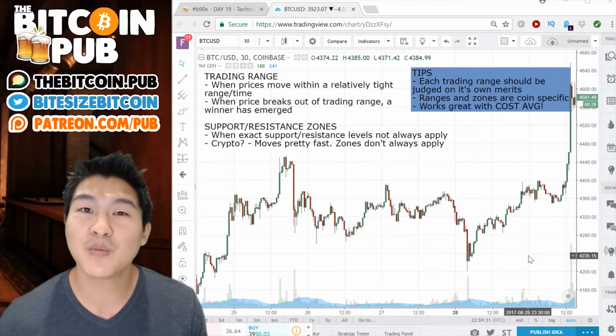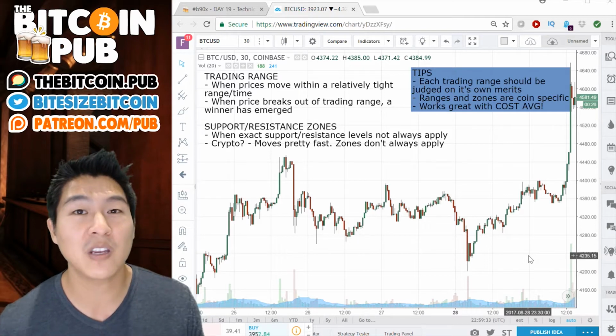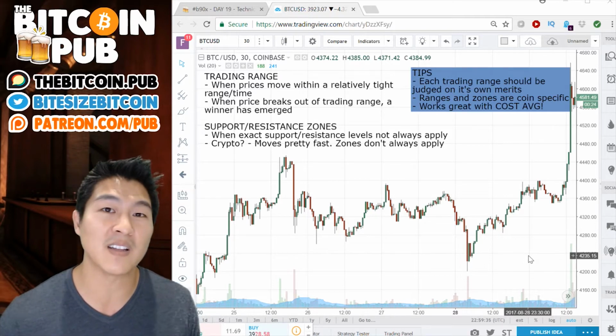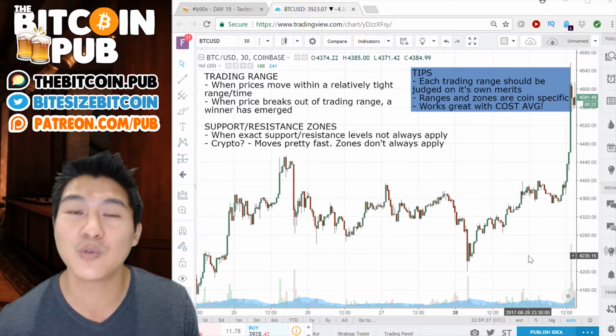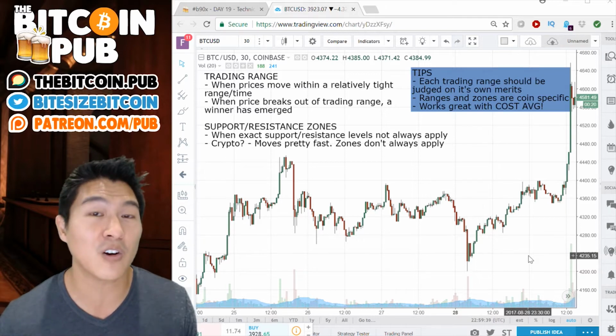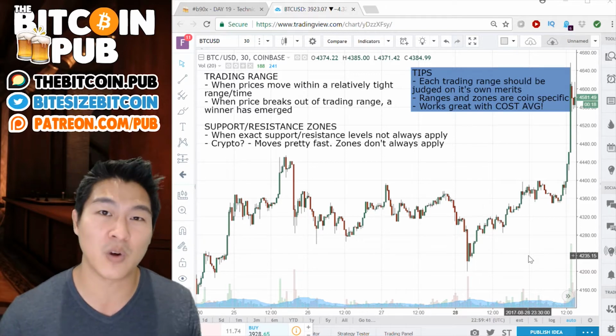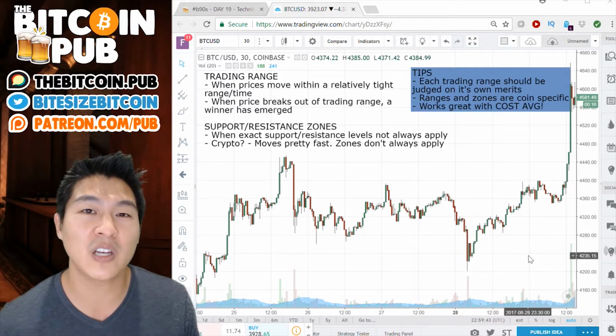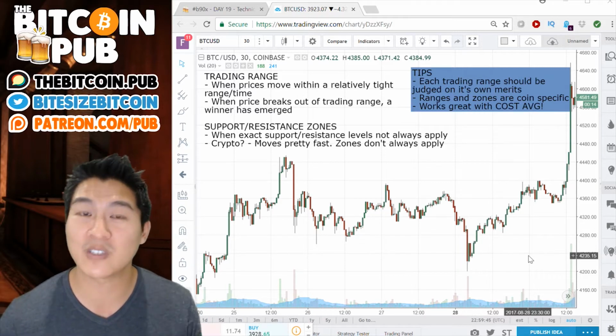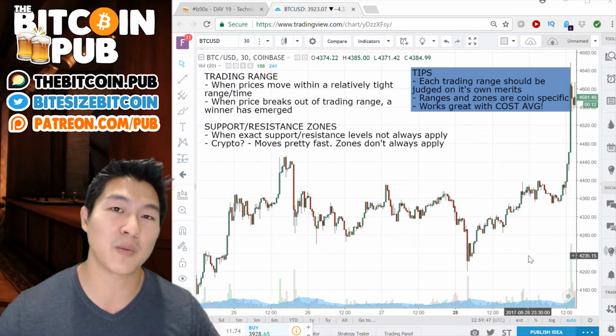Alright, so you guys probably already know a lot about creating support and resistance lines. However, there's a small nuance to support and resistance lines that we can also add to our repertoire of sorts. These are called trading ranges or support and resistance line zones. So let's talk about this.